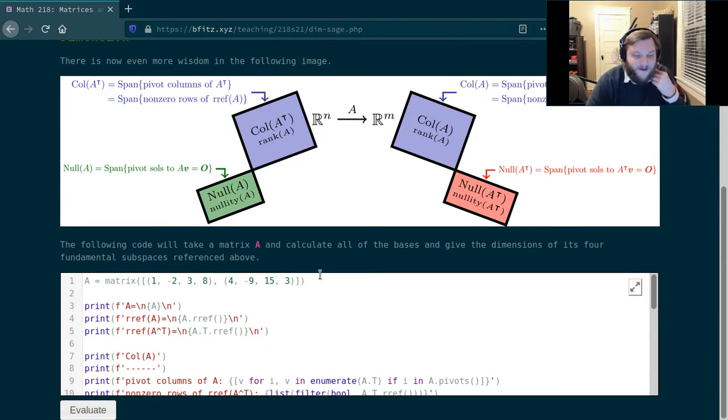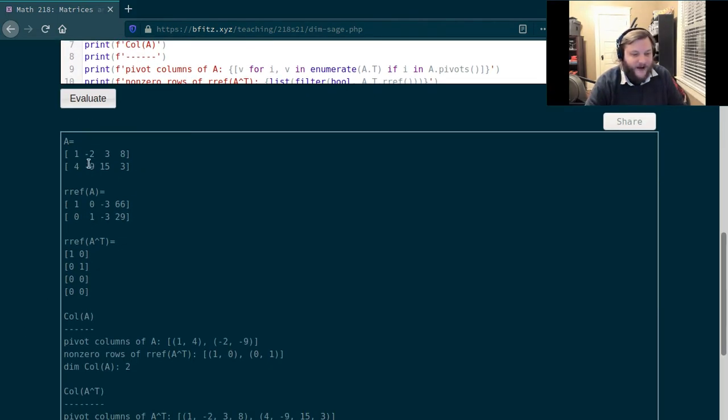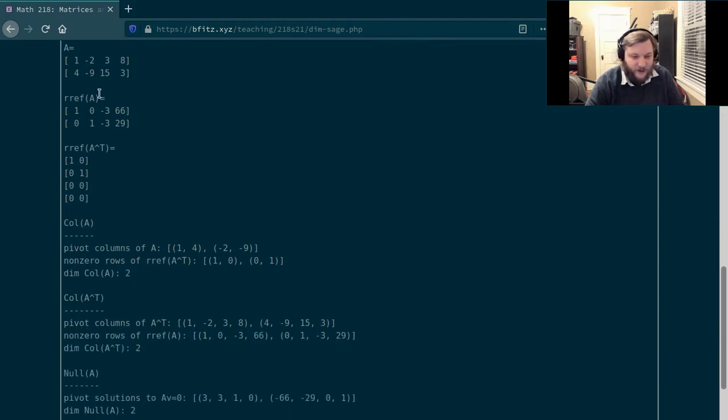So what I have here is the same code from the previous lecture, which is the same code that produces bases for all of the fundamental subspaces. But now, after each one of those basis calculations, it tells us the dimension of the space. So I'm just going to click Evaluate, and let's interpret the results here. The matrix that I've predefined is this 2 by 4 matrix. And here I have the reduced row echelon form of the matrix and the reduced row echelon form of the transpose.